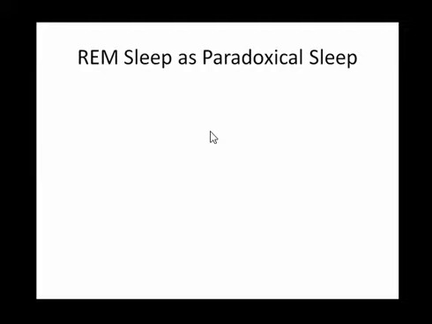The reason REM sleep is called paradoxical sleep is because the brain is very much awake, but there are two things that go with that. Even though the brain is very much awake, you're actually hard to wake up. If I try to wake you out of REM sleep, you're going to be difficult to wake up, but your brain looks like it's awake.